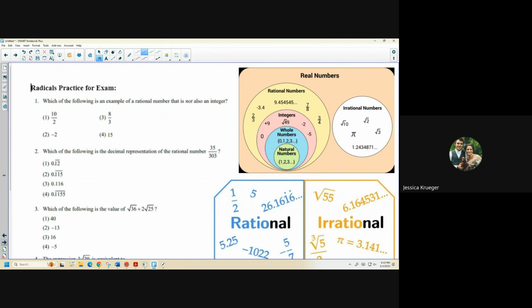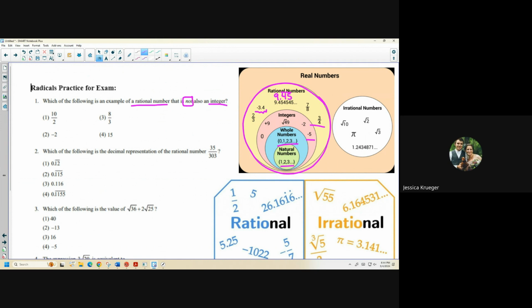Okay, the last page is part of your February break assignment. So it says, which of the following is an example of a rational number that is not also an integer? So rational numbers, just to review, are all the numbers in this circle here. Everything inside. Natural numbers, whole numbers, integers, fractions, decimals that repeat. So 9.45, it repeats. Decimals that end. Okay, those are rational numbers.